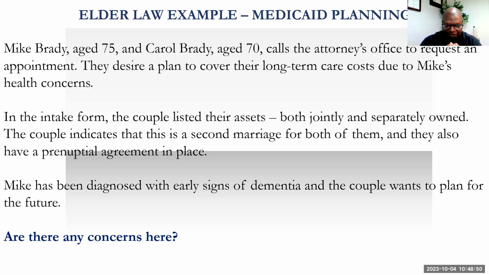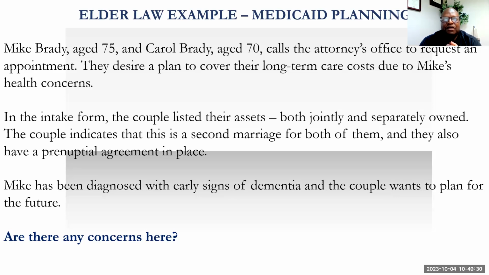Mike is starting to have some healthcare concerns. We do an intake form, whether it's an estate planning client or an elder law client. I want to know what the assets are, because I can't help you with just generic talk. I need to understand how your assets are owned, how much you own, and then that will tell me some options from there based on what you have. The couple indicates that this is a second marriage for both of them, and they have a prenup in place. Okay, Mike has been diagnosed with early signs of dementia. Couple wants to plan for the future.